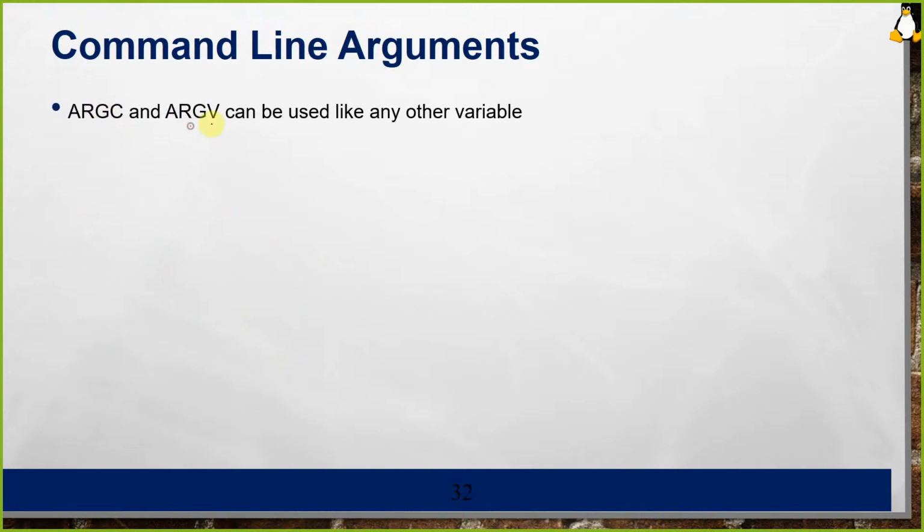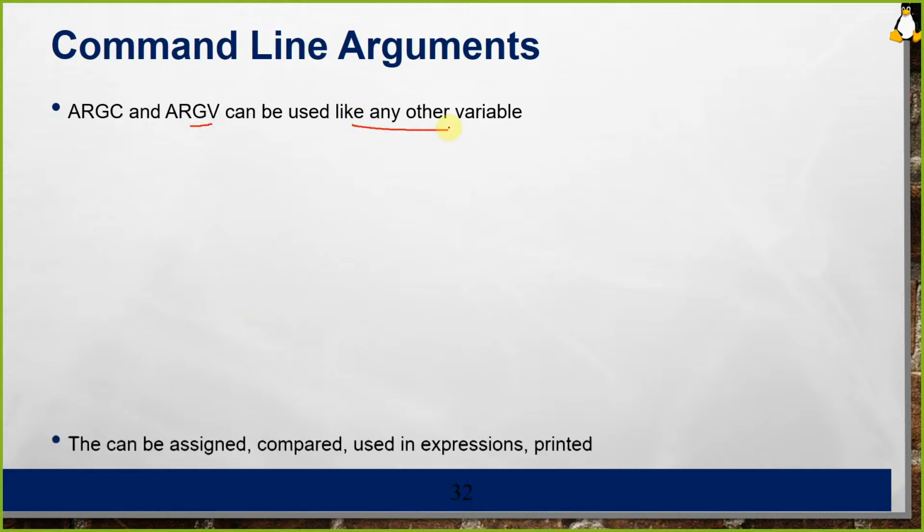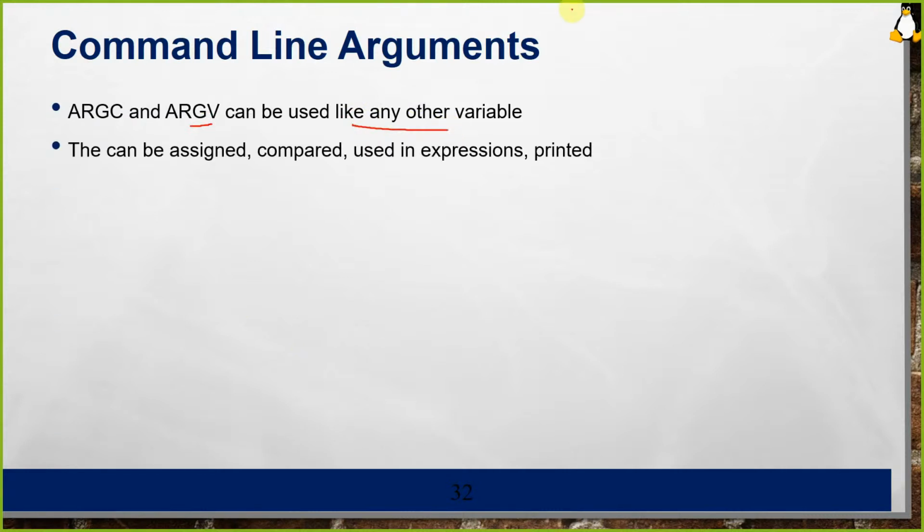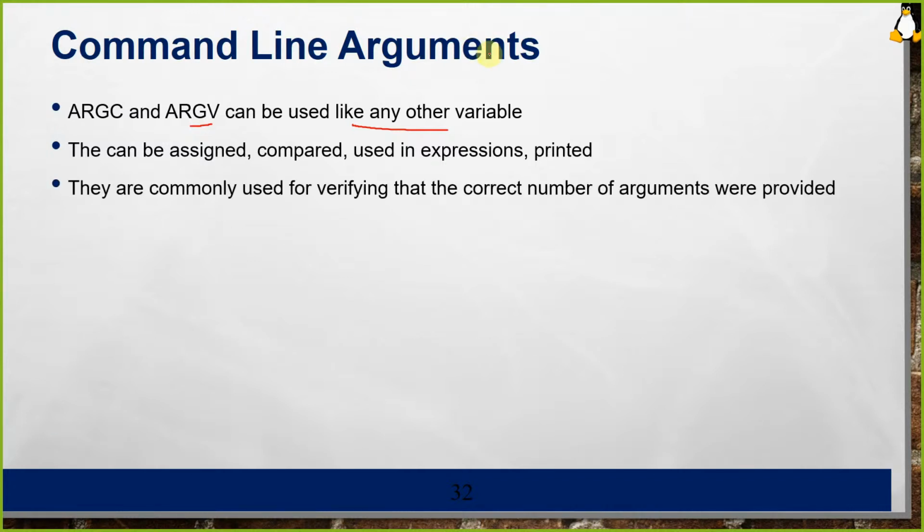Argument count and argument value can be used like any other variable inside the script. They can be assigned, compared, used in expressions and printed. They are commonly used for verifying that the correct number of arguments were provided.